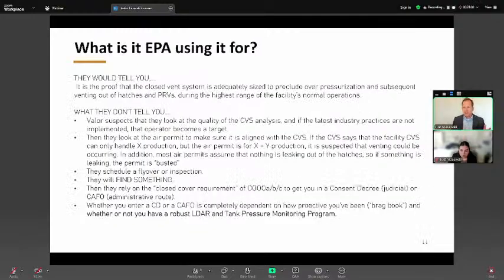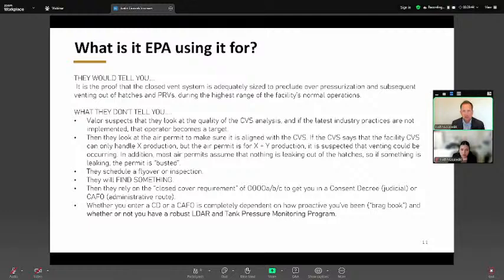So what is the EPA using this for? What they want is to say that it's proof that you're adequately sizing your tanks for overpressurization. But on top of that, we get some other things where they're looking at: make sure latest industry practices are implemented, targeting big operators to comply with these high production sites, looking for emission reduction opportunities, which is the charge of the EPA, and also looking for opportunities where they can go after consent decrees and get much more stringent approaches on how they look at it.